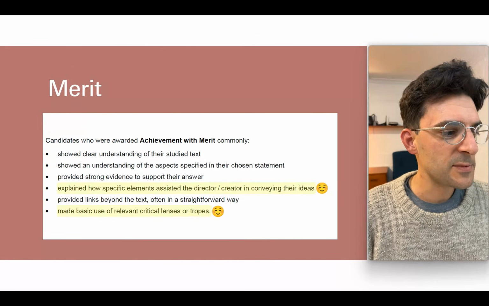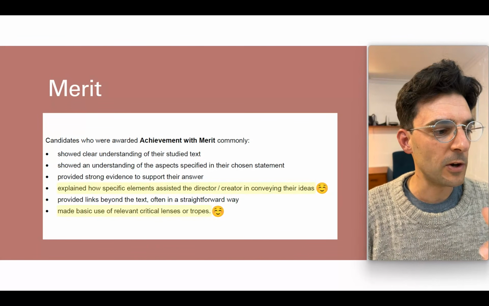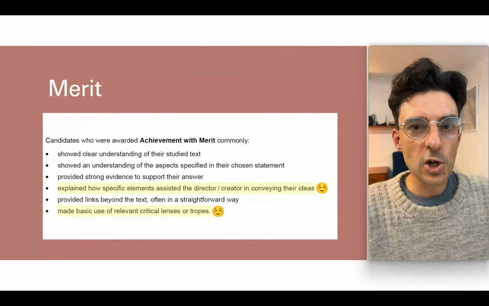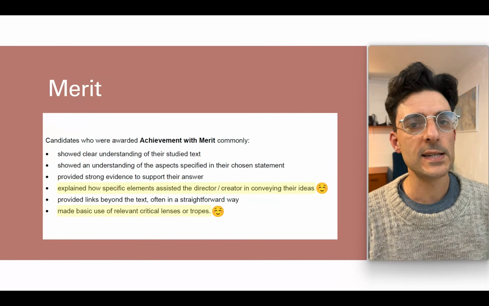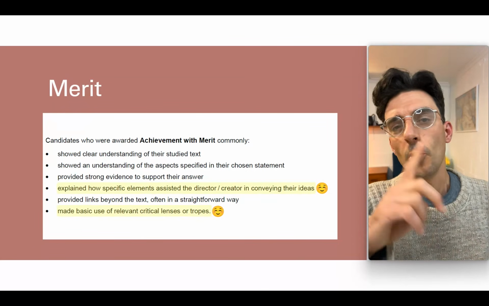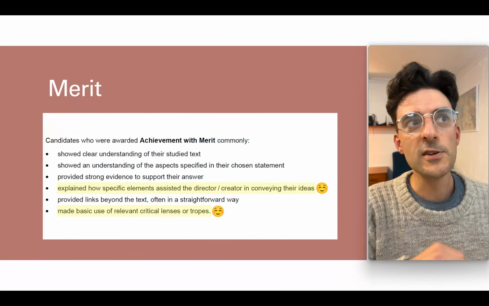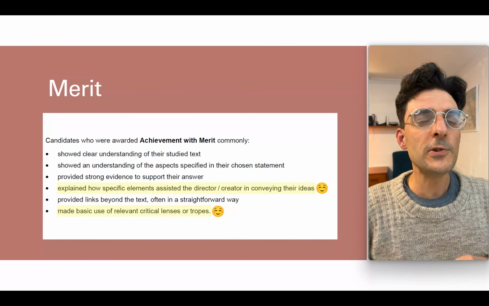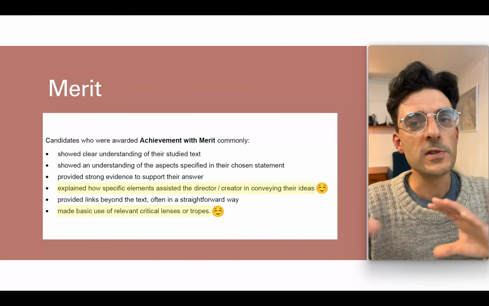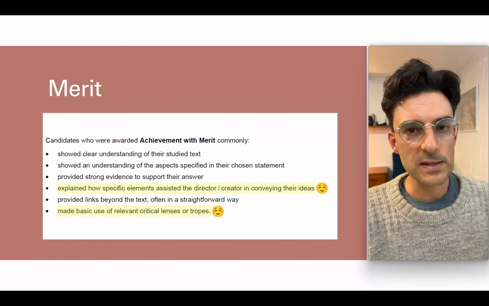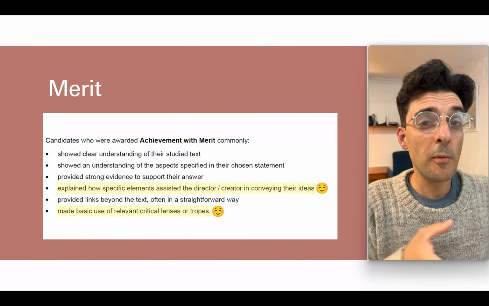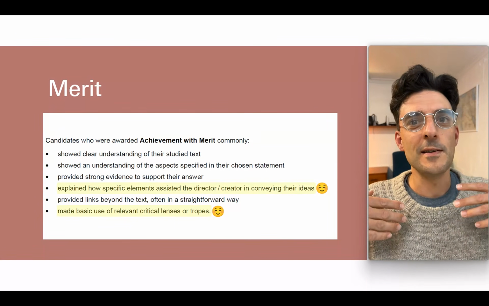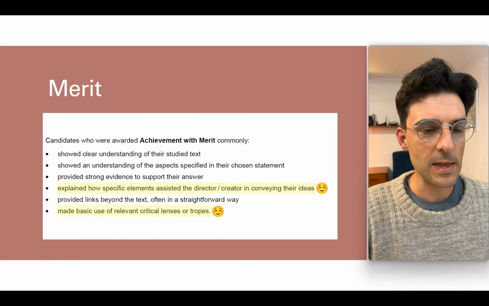The second to last bullet point there is that you've got some links beyond the text, but these are often straightforward. In other words, you've attempted to go beyond the text to connect the text to things like the human condition or the context in which the text was created or the modern day context, the society that we currently live in. You've tried to make some links outward to those things, but they might be a little bit simplistic, a little bit straightforward. Good job on trying to do it. You just haven't really convinced us that you've got some super insightful stuff to say there.